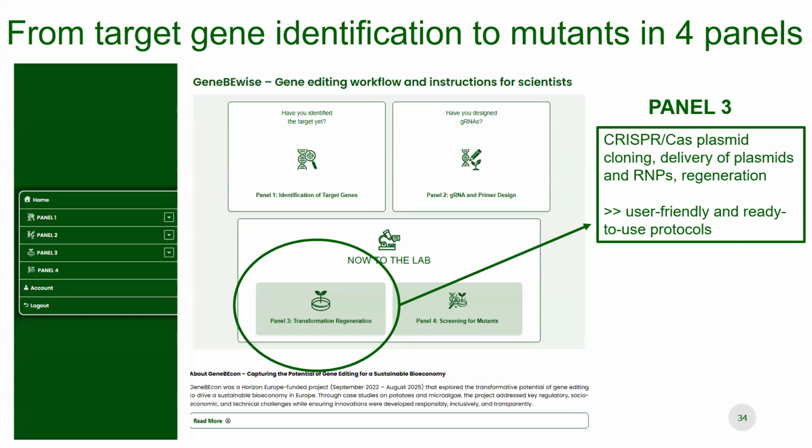Then we come to panel 3. Panel 3 is about transfection and regeneration, with user-friendly and ready-to-use protocols, especially for regeneration. Sometimes it's very important to have some really specific tips and tricks to make it work, as this is a bottleneck for many crops. So also here, protocols and tips and tricks are shared.